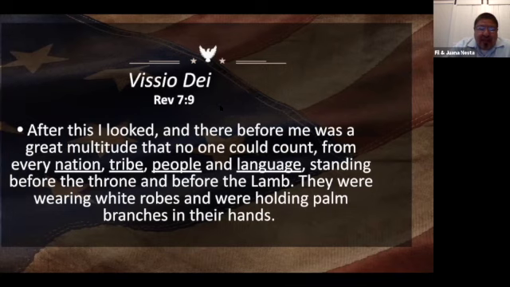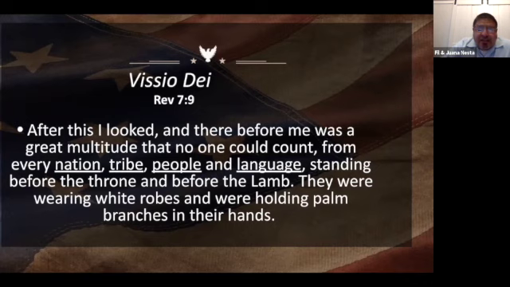So the Visio Dei, Revelation chapter 7:9. This is what should be central to all Christians. We know that we are made in the image of God. We know what our mission is, but this is the ultimate vision of God.